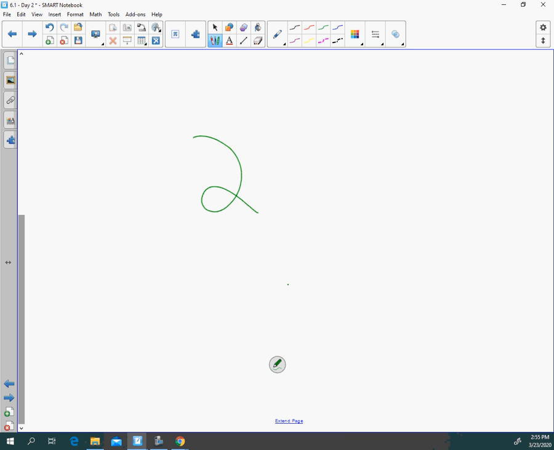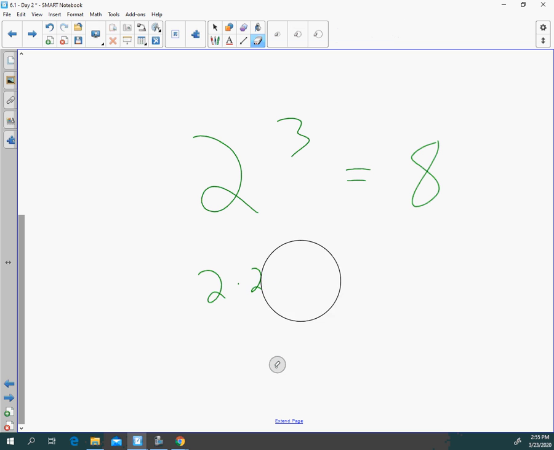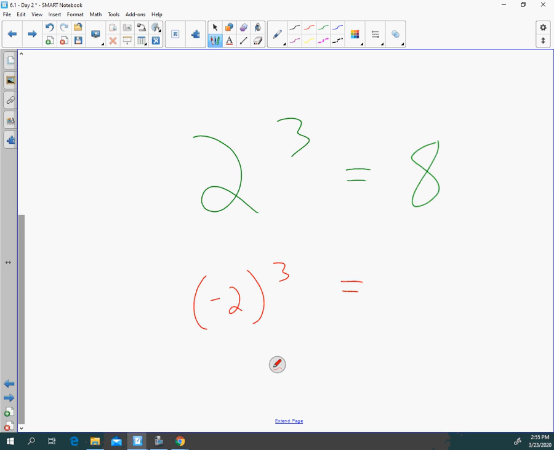First off, if I give you 2 to the third, that means, just as a recap, 2 times 2 times 2, which is 8. Let me ask you another. What would (negative 2) to the third be? Notice it's in parentheses. The answer would be negative 8, because it's negative 2 times negative 2 times negative 2. That gives me 4 times negative 2, which gives me negative 8.